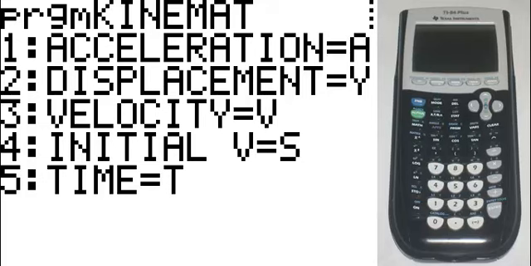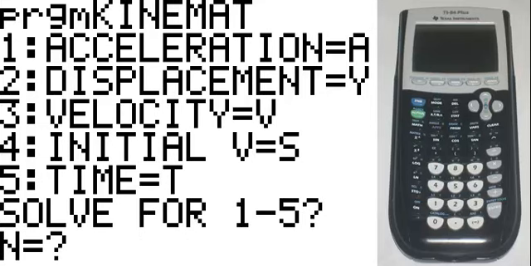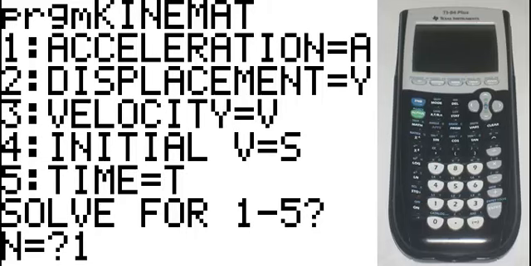Then hit enter one more time, and it's going to ask you which variable we are going to solve for, 1 through 5. Now, we're going to try and solve for acceleration on this first one, which would correspond to a value of 1. So for n, we hit 1 and then enter.